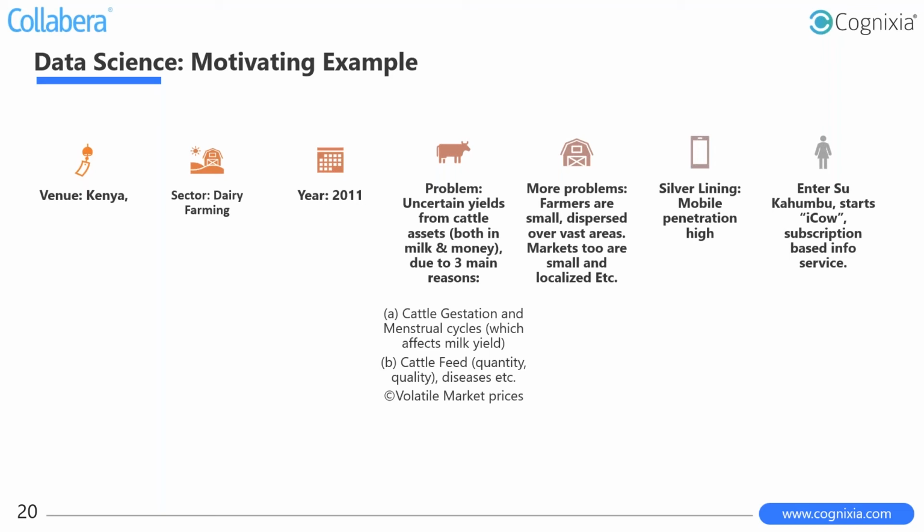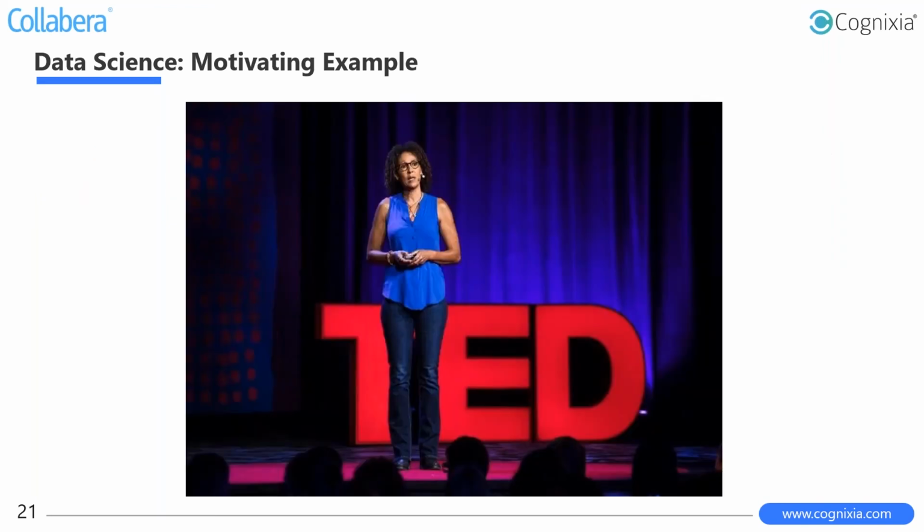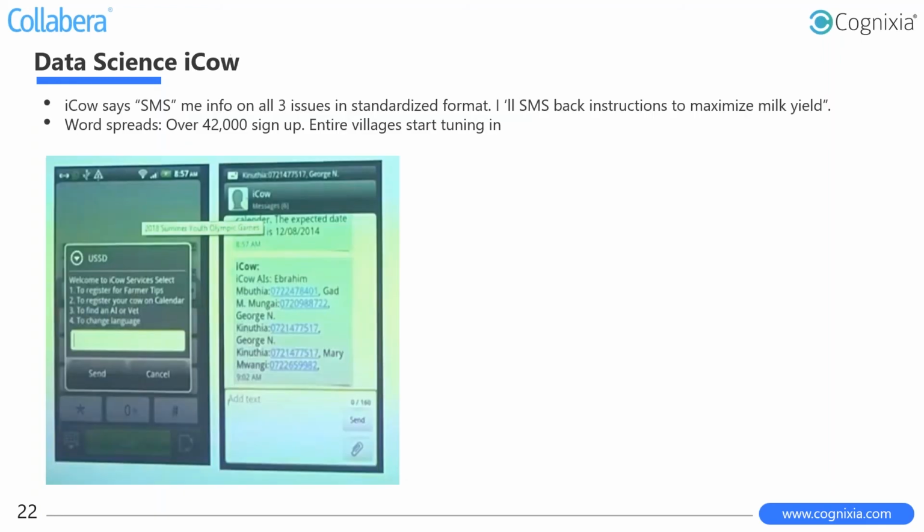So she came back, and she had the domain knowledge, being from a farmer family. She came up with the idea called iCow. Send me three problems in a prescribed format on the mobile, and I will get back to you with the answer. That will basically help to increase the milk yield. So that was the whole idea, right? She also gave a TED talk, and this is how it looks on the mobile phone, right?